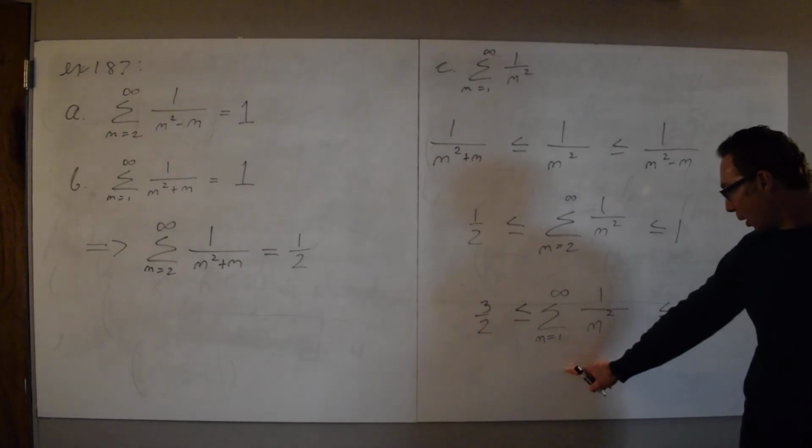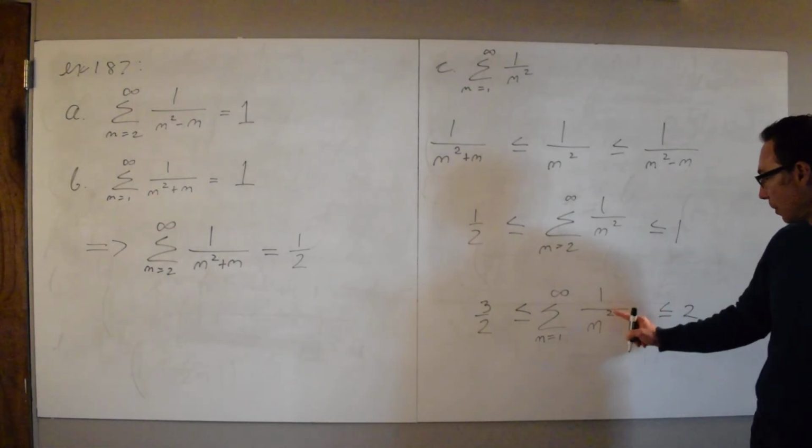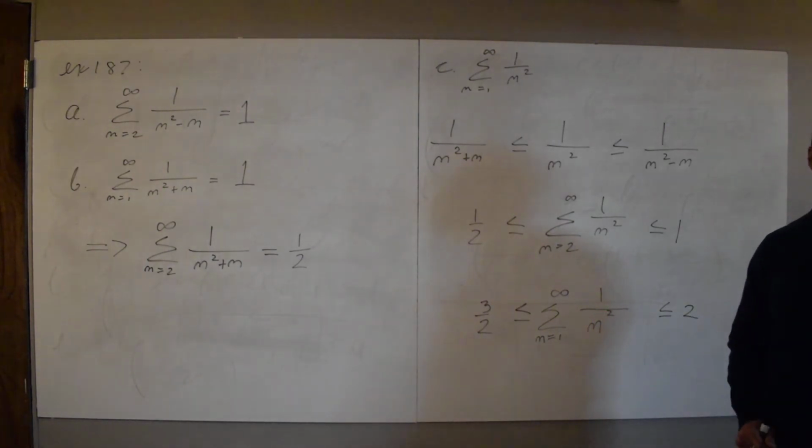What is actually known, but not part of this course, is that this sum actually sums to pi squared over 6.